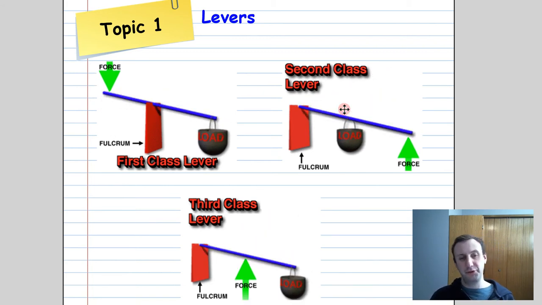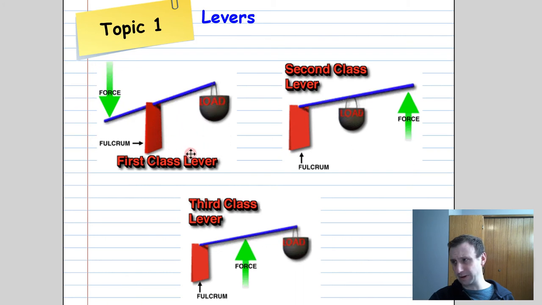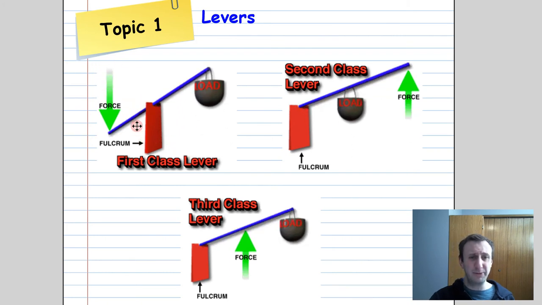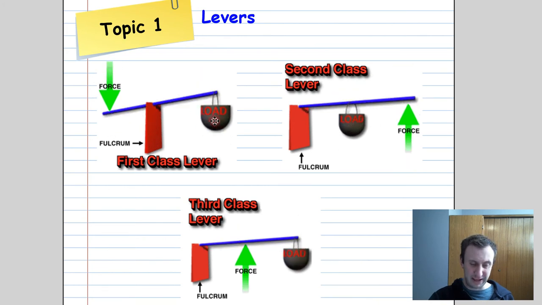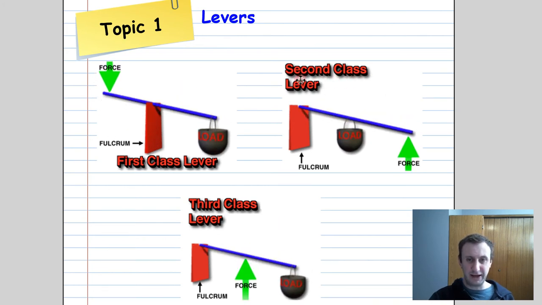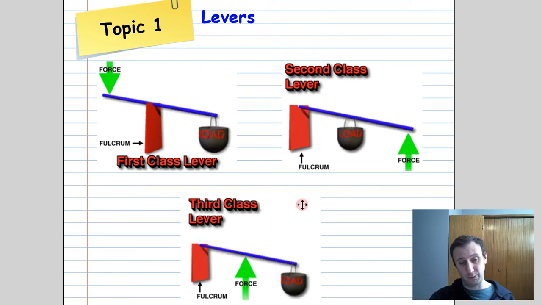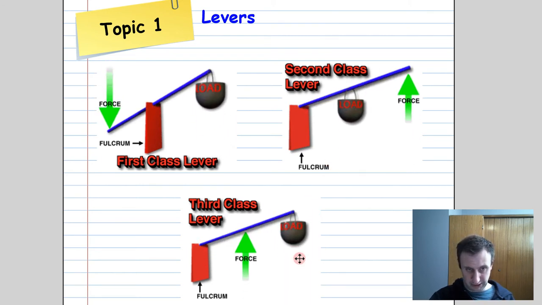Here again, we have all three levers on one diagram. Nothing really to say here because we've already talked about them. But again, first class, load is on the ends. Second class, fulcrum, load, that's 2. Third class, fulcrum, force, load, it's 3.